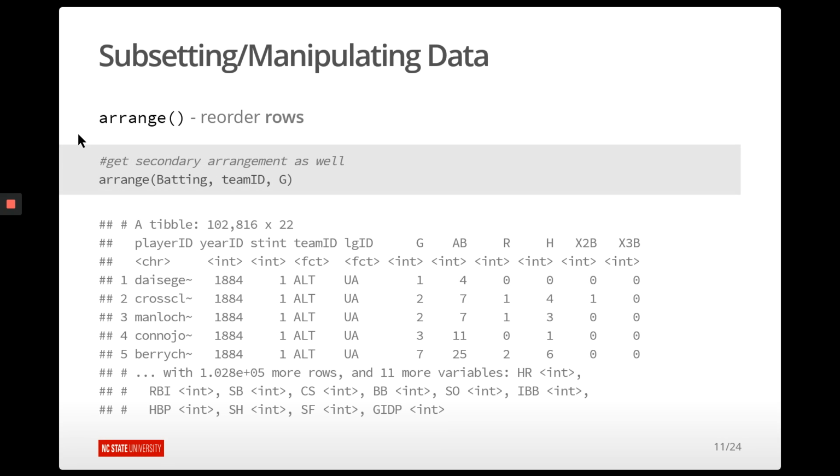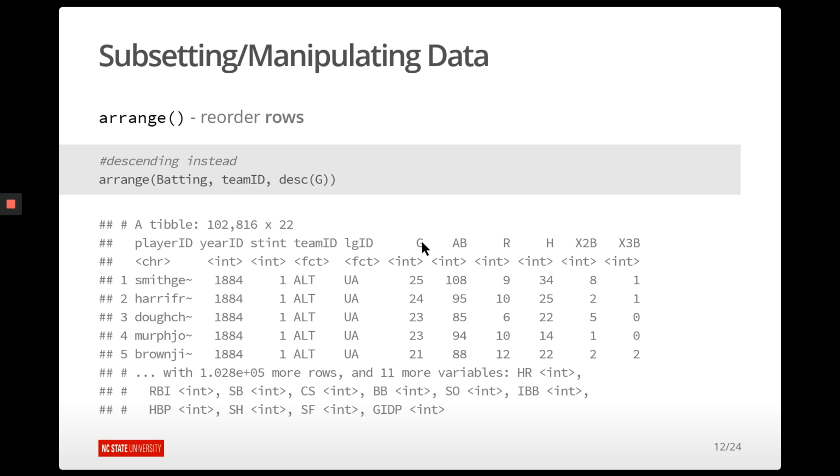You can arrange by more than one variable. So here I'm arranging by team ID and games played. So smallest to largest alphabetically by team ID, and then within that, smallest to largest by games. And of course, you can do it descending on the games, so you can do it opposite, largest to smallest. You can do the same thing on team ID if you wanted to. So DESC will do largest to smallest instead.